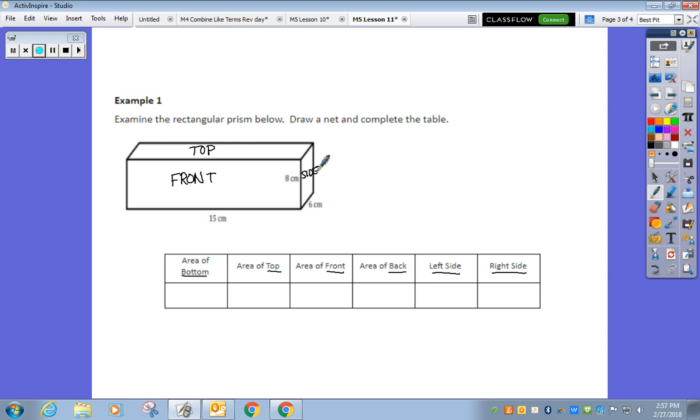Okay? So when we go to draw our net, I'm going to draw it like this.